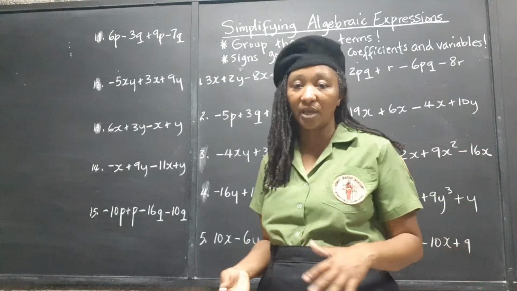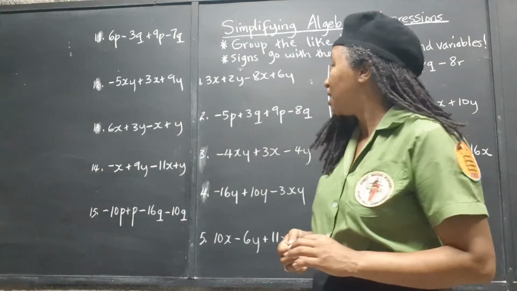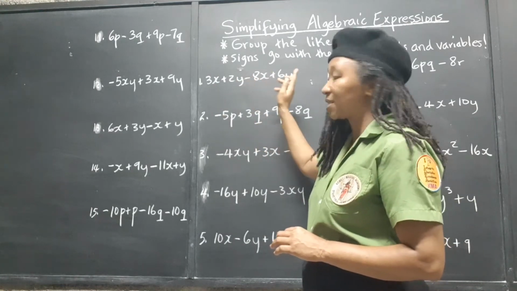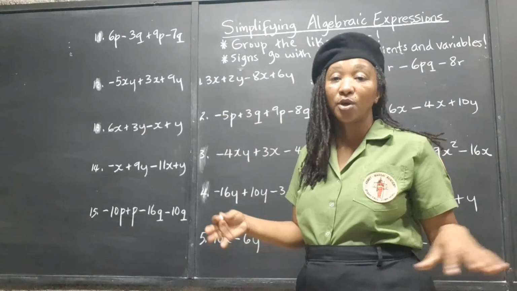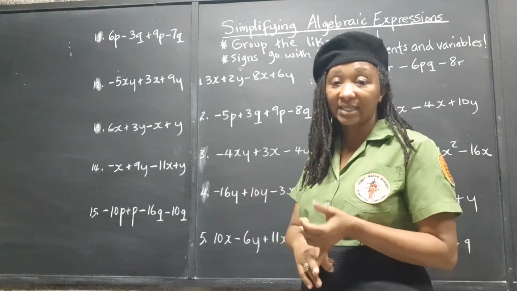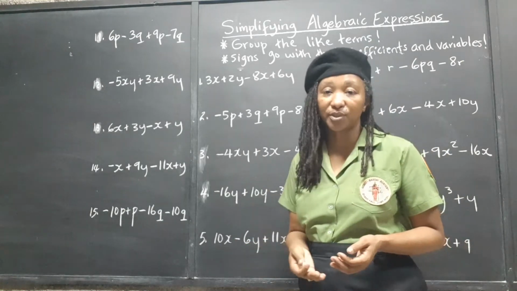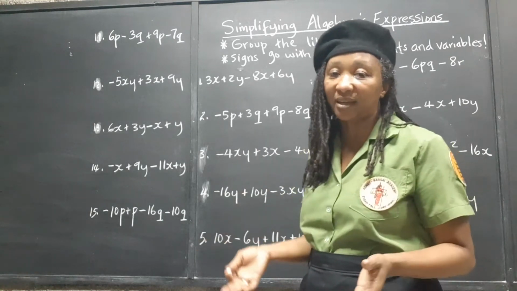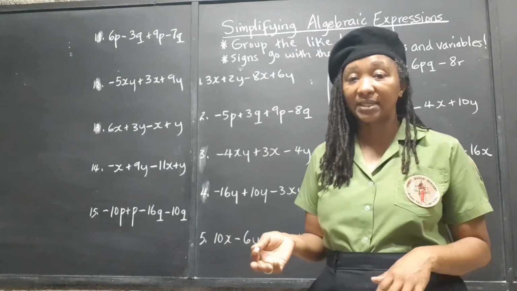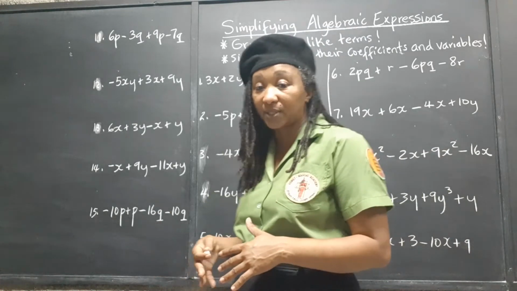Practice is how we really get to test out what we're saying, right? We have 3x plus 2y minus 8x plus 6y. So we have two variables in this expression. We have x's, we have y's. There are no constant terms, so there's no number standing by itself without a variable. We have x's and we have y's. So we're going to group the x's and we're going to group the y's.